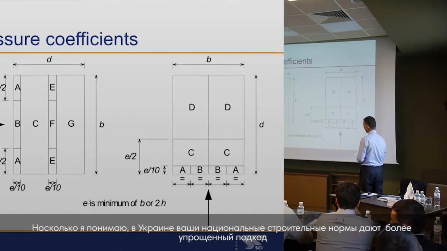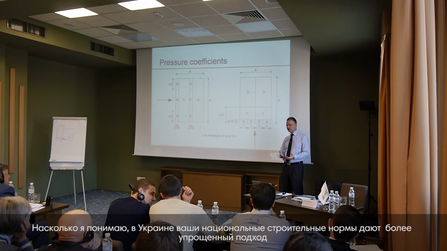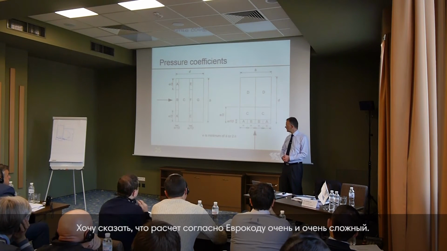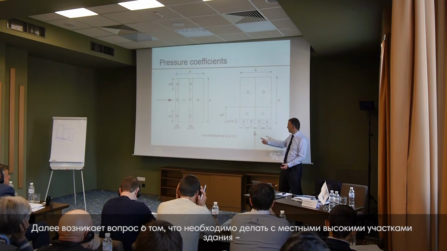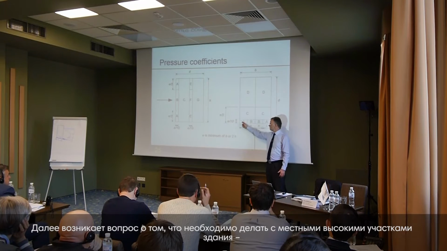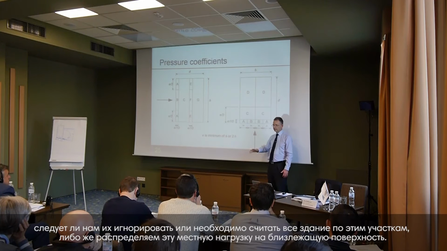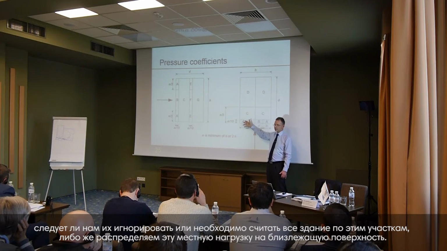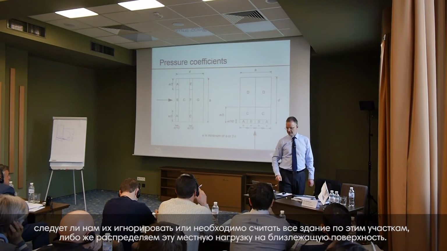So I understand that in the Ukraine, your previous practice was a much simpler approach to wind than the Eurocode. This is very, very complicated, I have to say. So then there are questions about what do we do with high local suctions? Do we ignore them? Do we design the whole of the structure for these high local suctions? Or do we spread perhaps this high local load in the surrounding area?